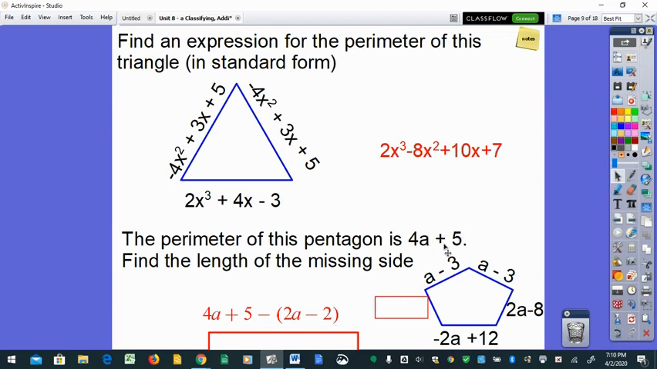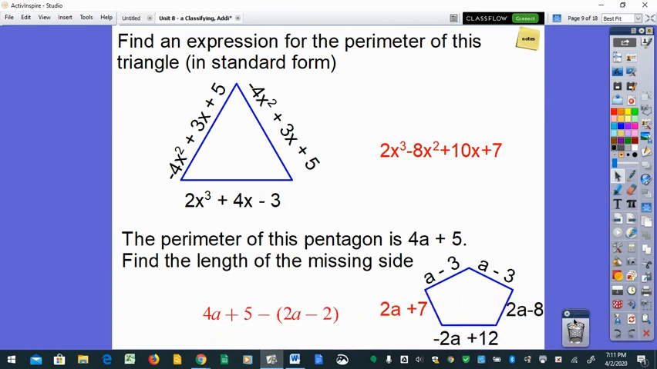So if I took the perimeter, 4A plus 5, and subtracted those 4 sides, that would give me the missing side. So I take 4A minus 2A and 5 minus a negative 2, and I should get 2A plus 7.